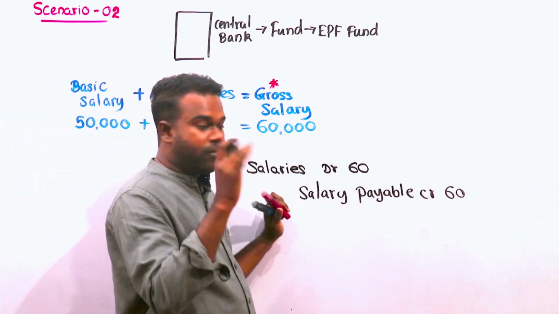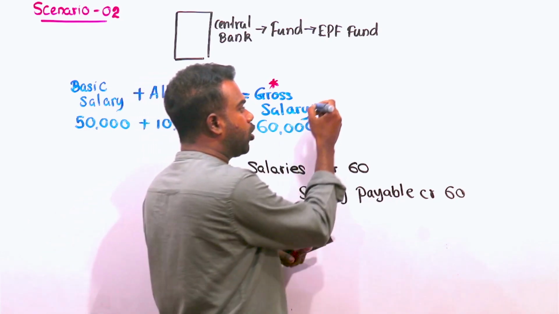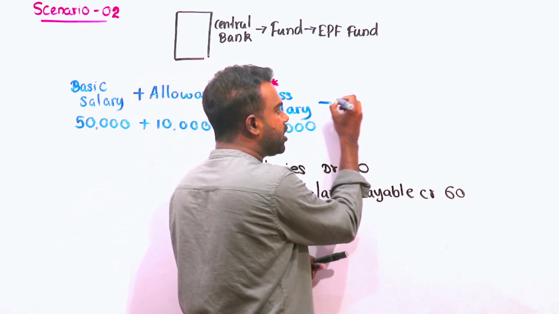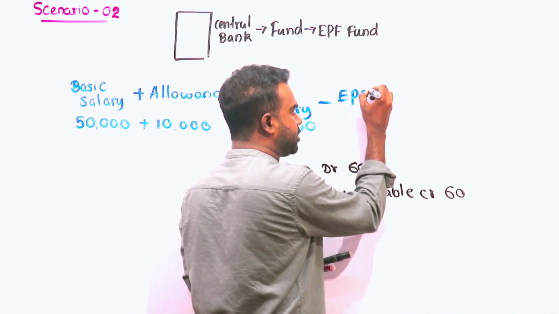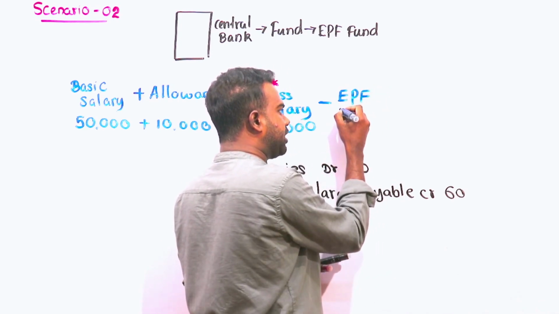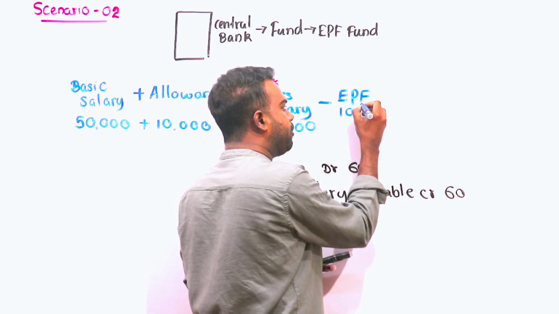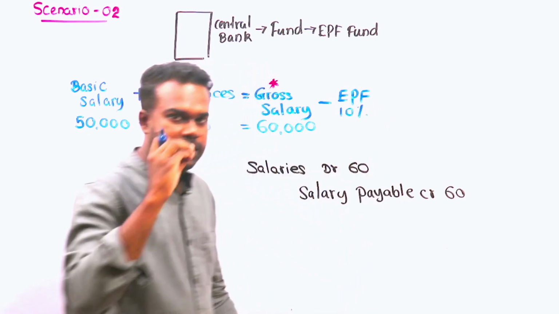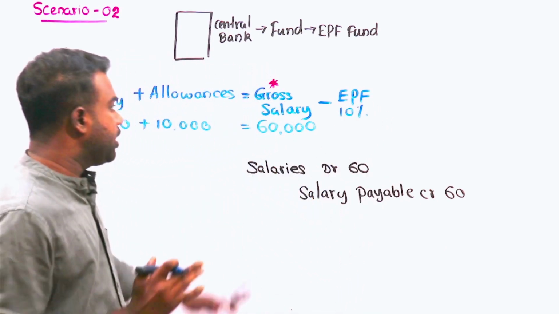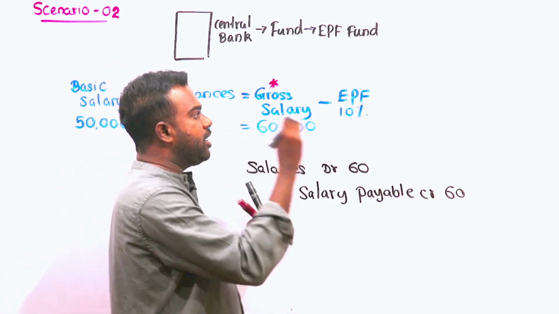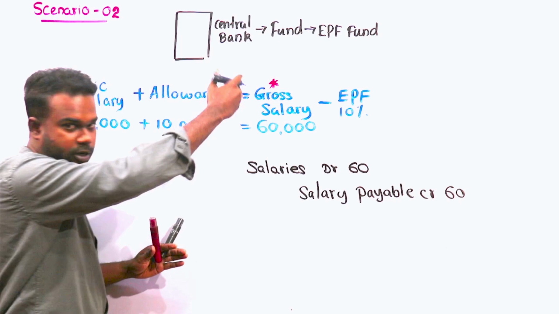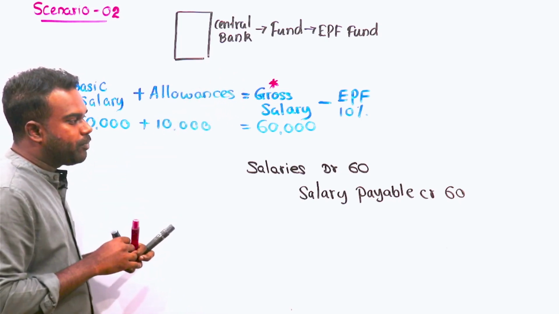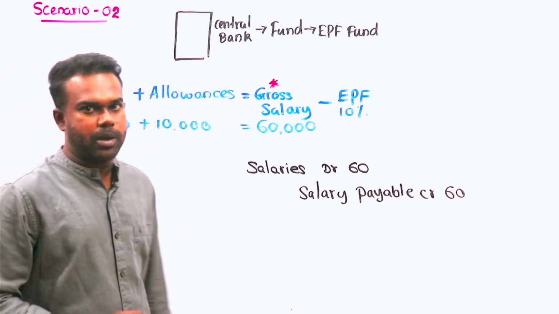60,000. Therefore, the government says, okay, don't pay the total amount, please deduct some amount, a percentage, around 10%. At the end of the lesson I'll tell you the percentages. Please deduct 10% from the employee salary, and that amount is payable to the government, so please send it to the government, right?